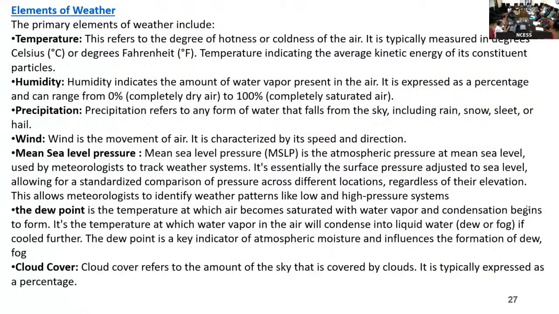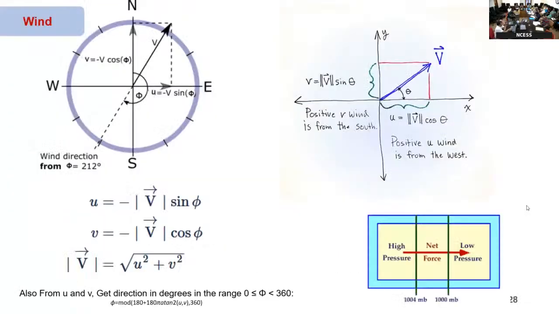Another is dew point, which is also a measure of water vapor in the atmosphere. And cloud cover is also one of the important parameters. I will stop with this one. As I told you, wind is one of the important parameters.